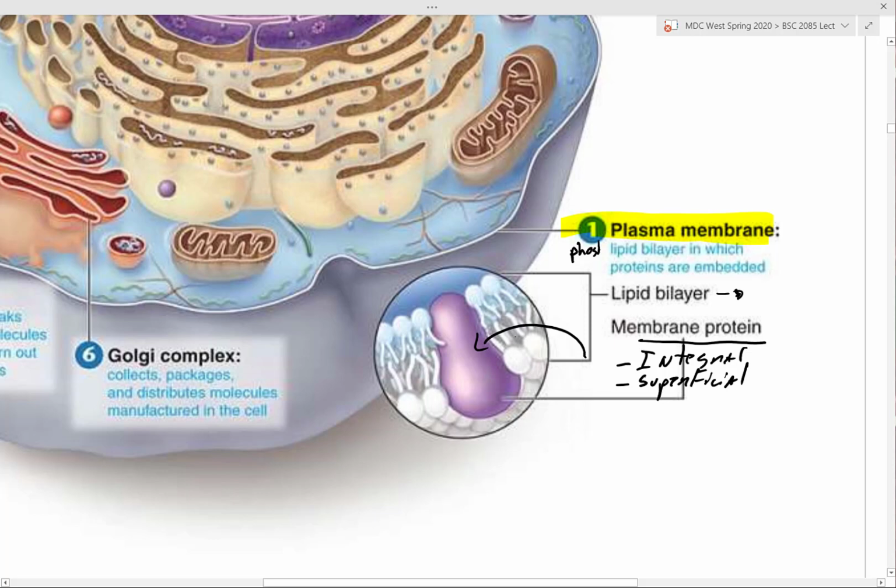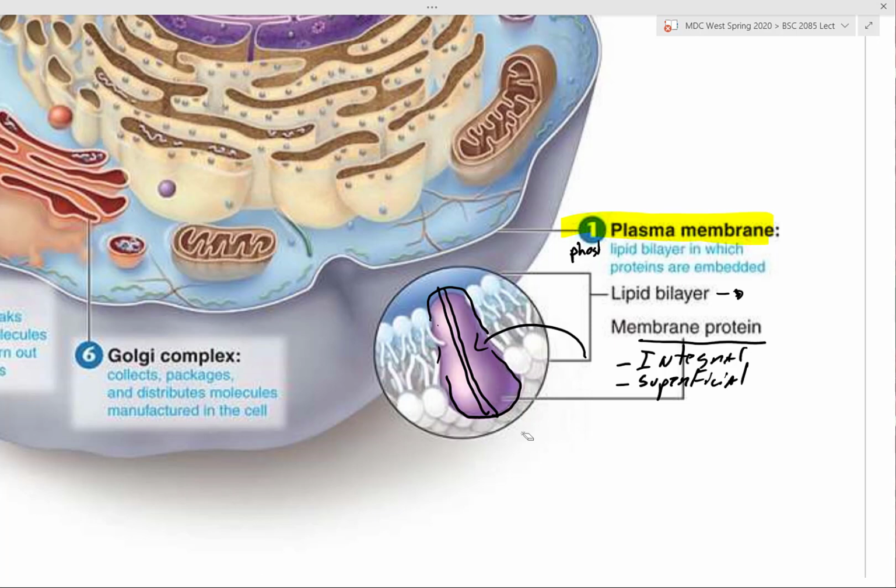Why are they called integral? Because they're integrated in the whole what? Phospholipid bilayer. It goes through the whole span, right? Now, the surface is going to be either on the inside or they can be found on the outside, okay? So there are two main types of proteins that are going to be part of this membrane of the phospholipid bilayer, right? Integral or superficial.